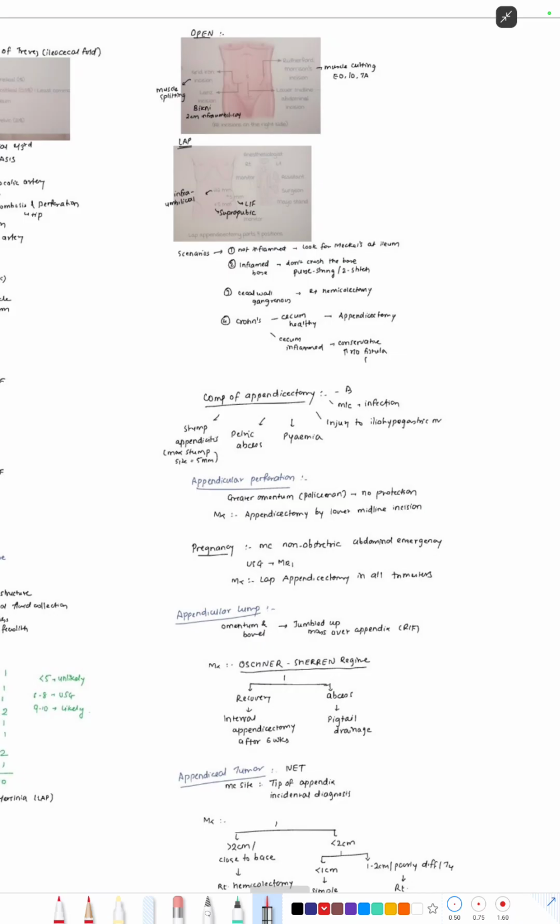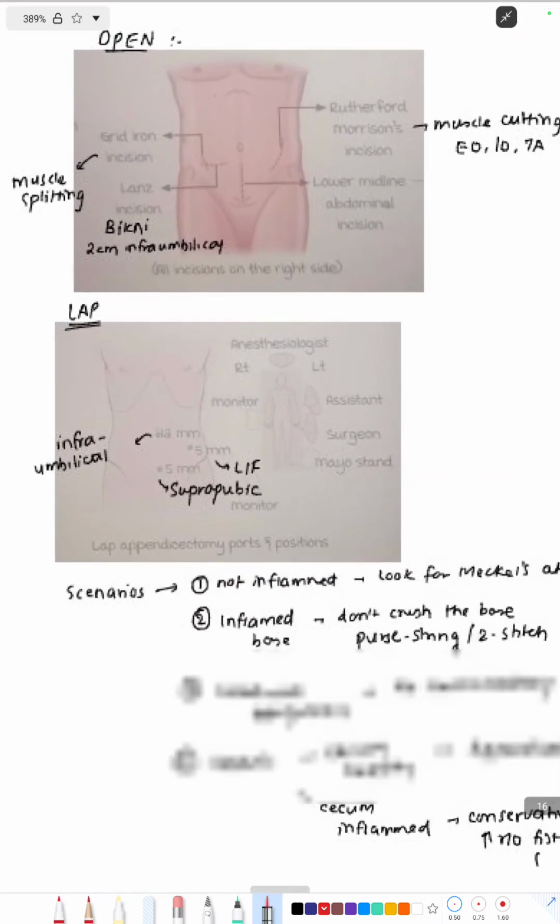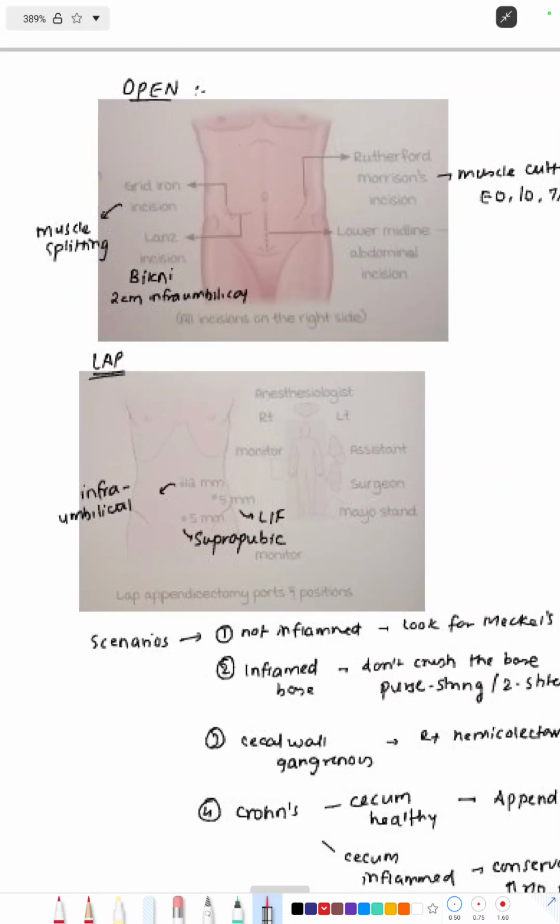The first is called the grid iron incision, which is a muscle splitting incision, while a similar incision on the right side is called a Rutherford Morison incision, which is a muscle cutting incision wherein the external oblique, internal oblique, and transverse abdominis are cut. Then there is a lower midline abdominal incision, and another incision called the Lanz incision or bikini incision. This is about 2 cm infraumbilical.